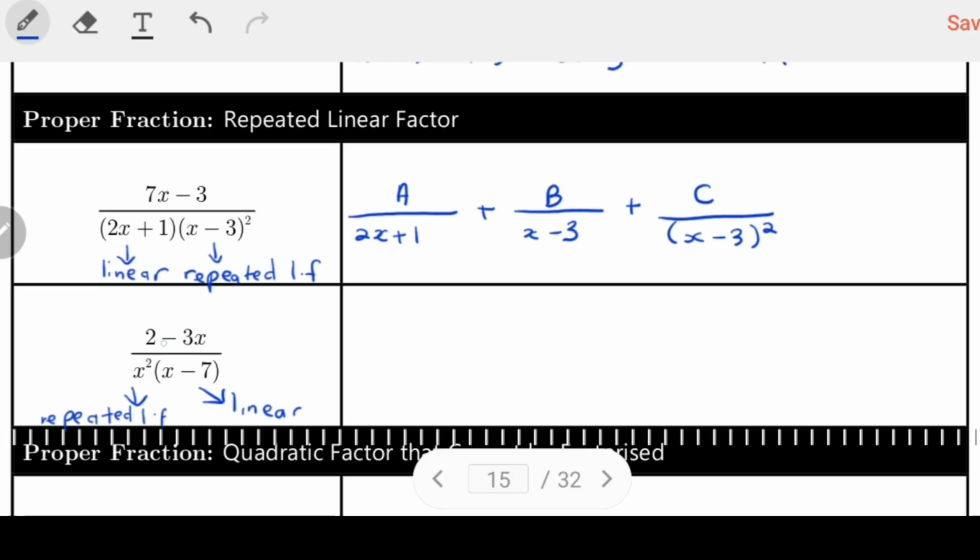So if we express 2 minus 3x over x squared times x minus 7, we're going to express it as a constant a over x plus b over x squared. This is for the case of repeated linear factor, plus for the linear factor, c over x minus 7.